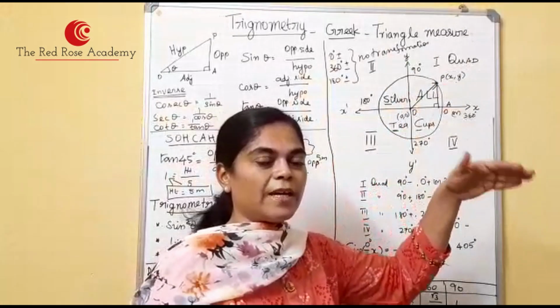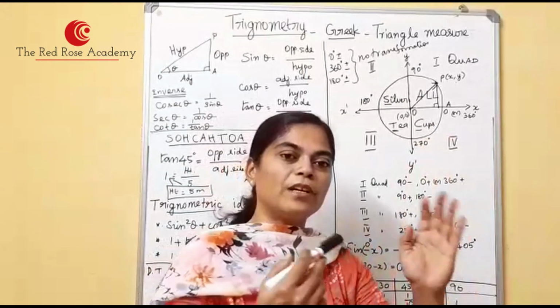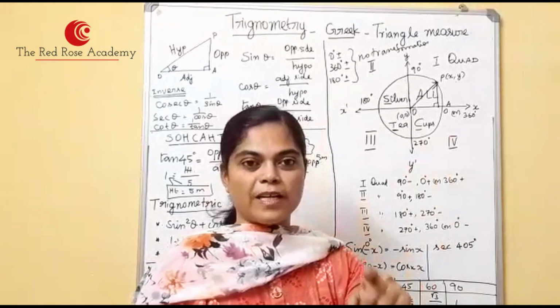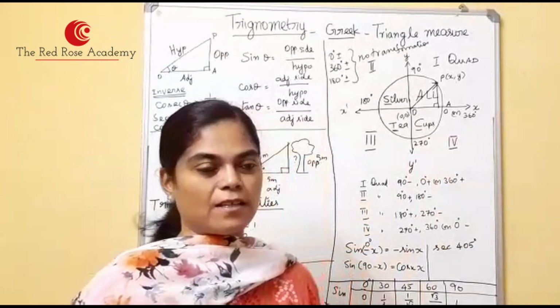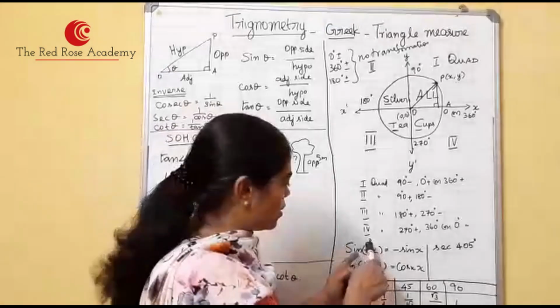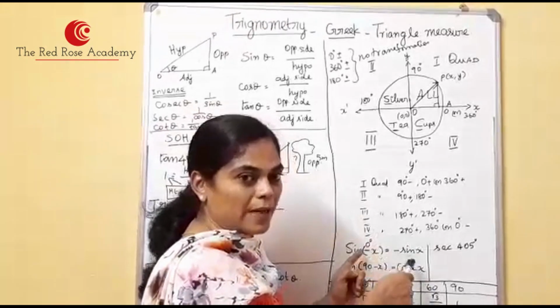For the remaining, 90 degree plus or minus and 270 degree plus or minus, there is a transformation. Sine will transform into cos, cos will transform into sine for 90 degree plus or minus and 270 degree plus or minus. Here, for 0 degree minus x, no transformation occurs. So sine will be sine, but with a negative sign instead of positive, right?